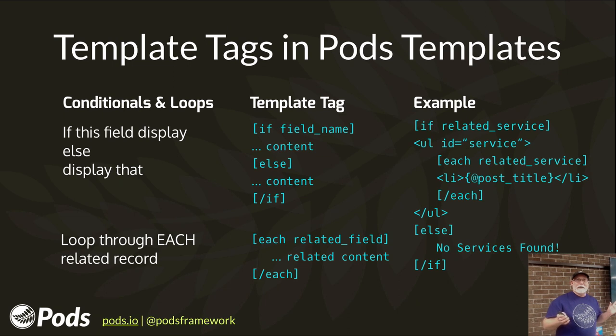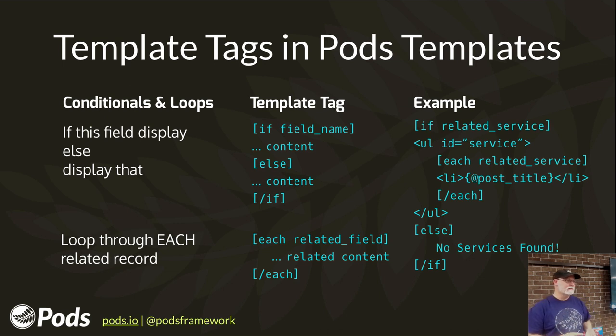Now we get the complicated stuff. Template tags and pods templates, they look like short codes, but they're not. They are an if-then-else display kind of loop. What they do in pods is they look at the field and say, does this field have any content? If it doesn't have any content, I'm going to show the else instead, or I'm going to skip it entirely. So you've got if, field name, content, else, content, end if. And we can also loop through related fields or taxonomy or database.